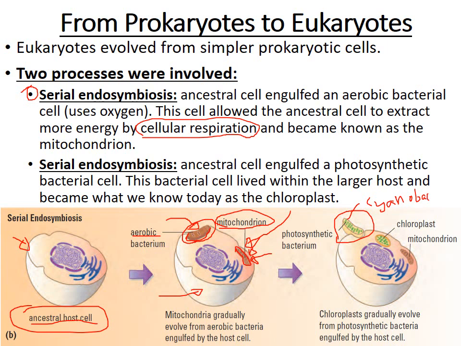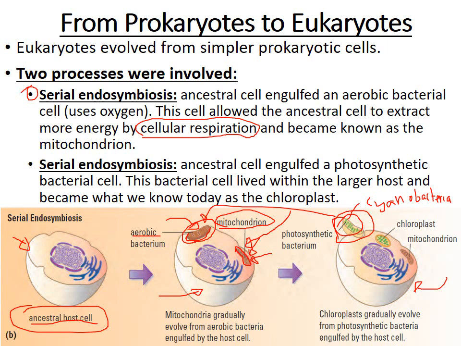Over time, that cyanobacterium became the chloroplast in plant cells and certain types of protist with chloroplasts. So this was a photosynthetic cell that was able to convert solar energy into chemical energy, and in that process released oxygen into the atmosphere, which is probably why this bacterial cell had the advantage when it was able to use oxygen to extract energy.